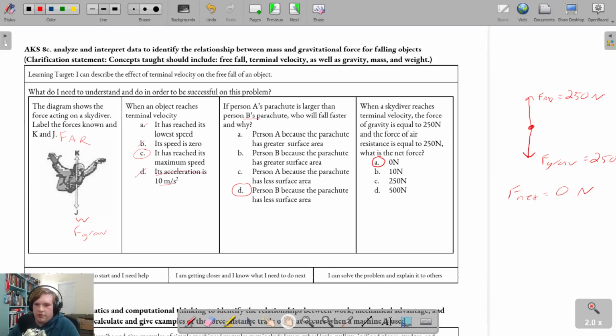So does free fall always have air resistance? No. In free fall, the only force acting on it is gravity. Eventually you will have air resistance, but when something is in free fall, the vocab word free fall, it means the only force acting on it is gravity.